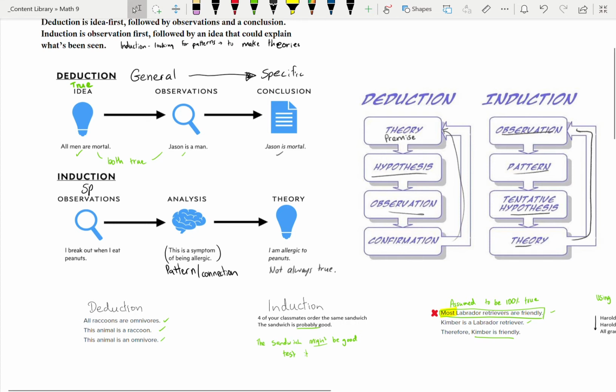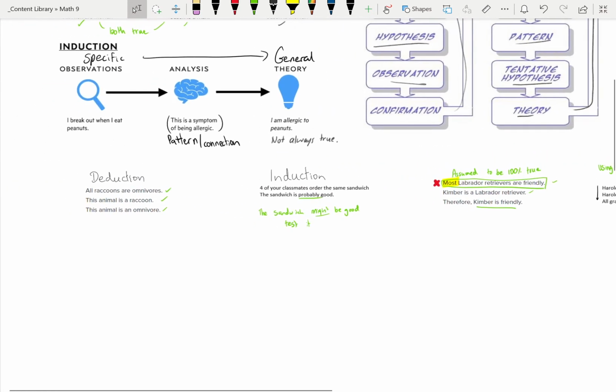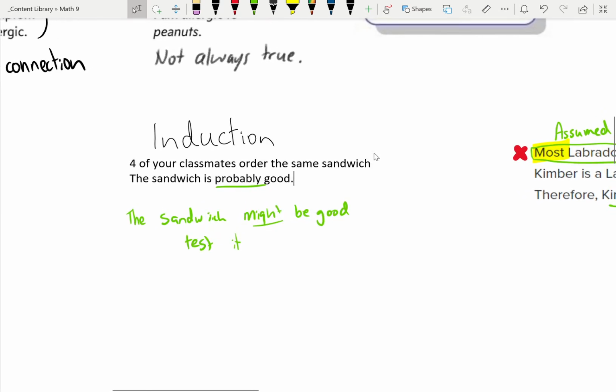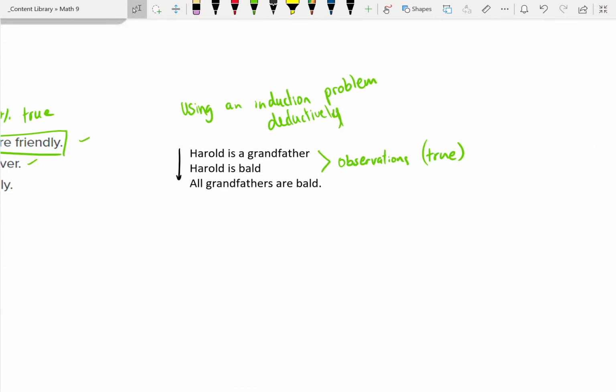Induction starts with specific. I'm seeing something in front of me, and I move to a more general approach. So, for example, I notice that 4 of my classmates order the same sandwich, so generally I can make a generalization that the sandwich is probably good. Here, Harold is a grandfather, Harold is bald. I'm seeing something very specific, and I'm trying to apply it to something general. So, all grandfathers are bald. This is very general, so I can't use deduction.